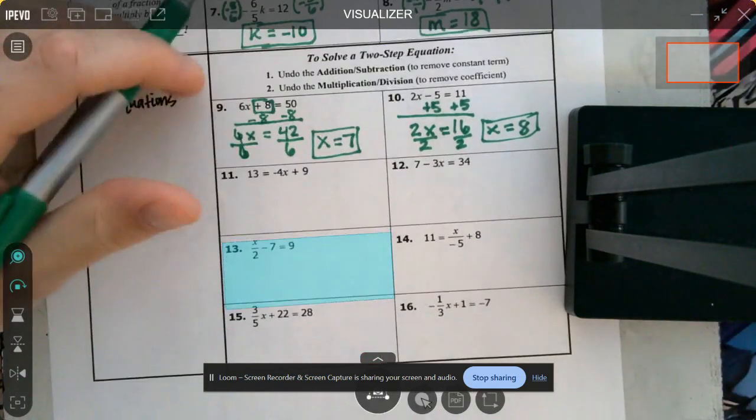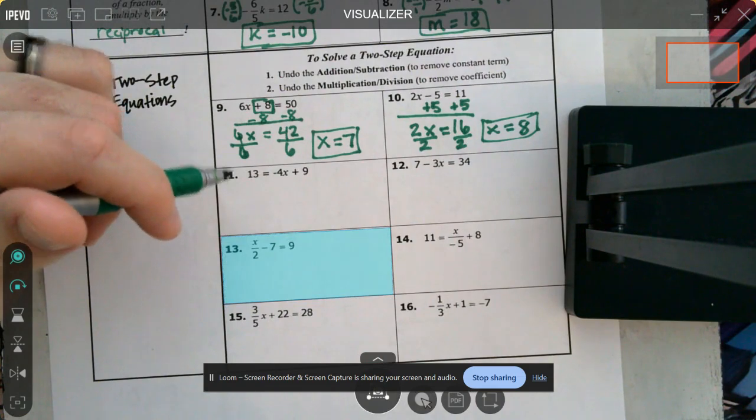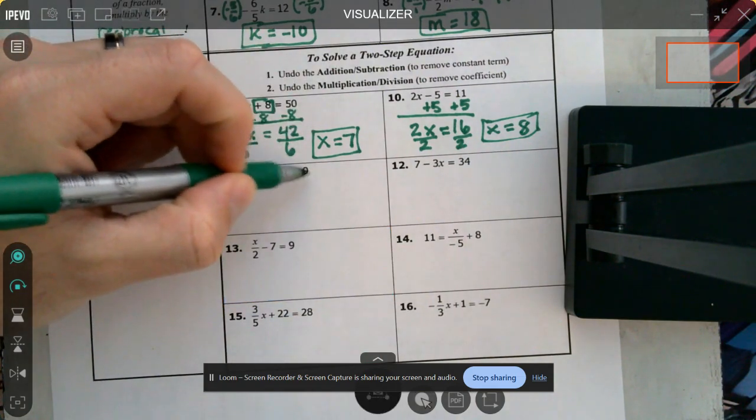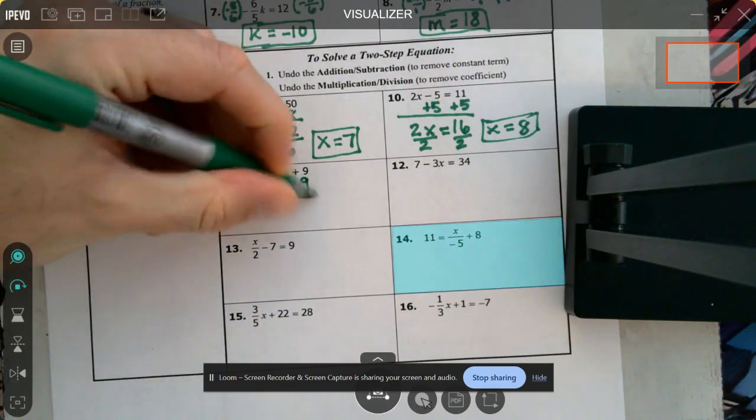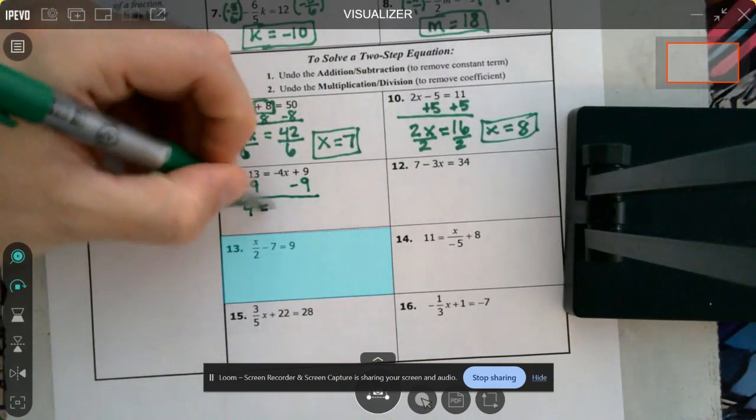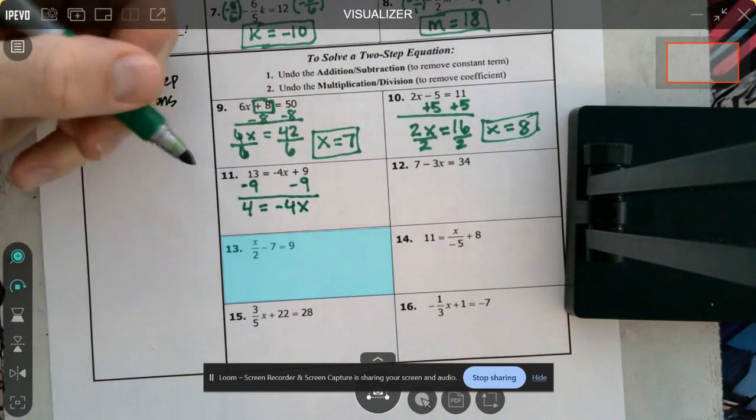Notice how my x is on the right side now. So we do the same thing. We have to get rid of the addition first. To get rid of addition, we subtract. So we get 4 equals negative 4x.